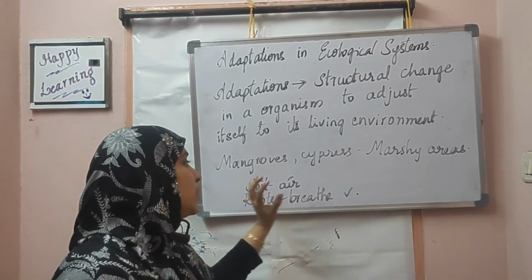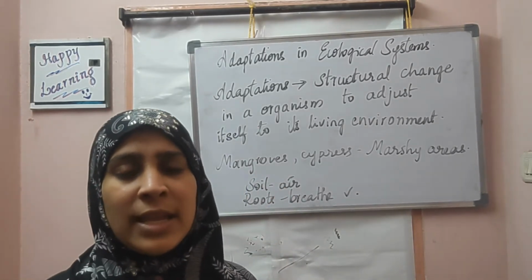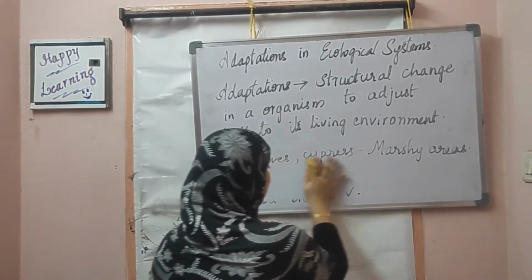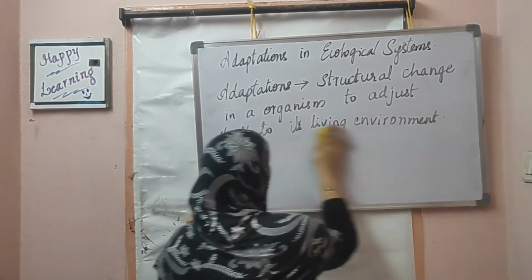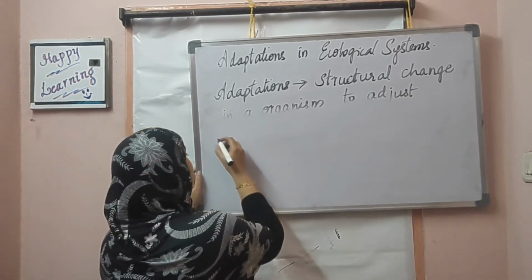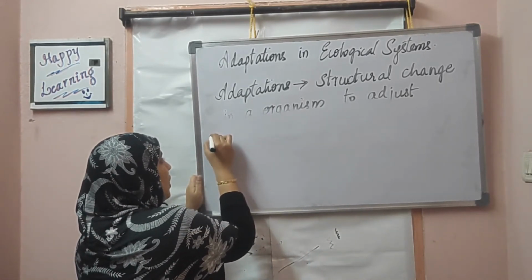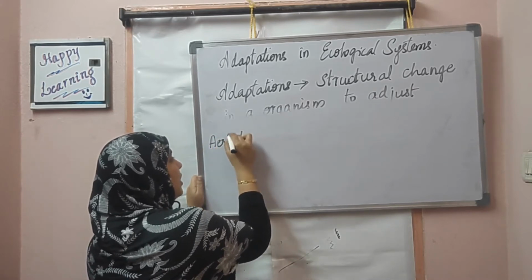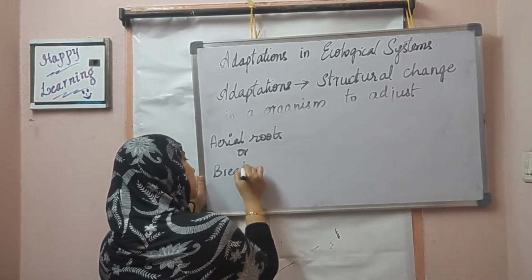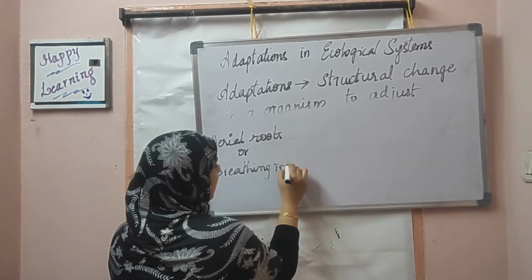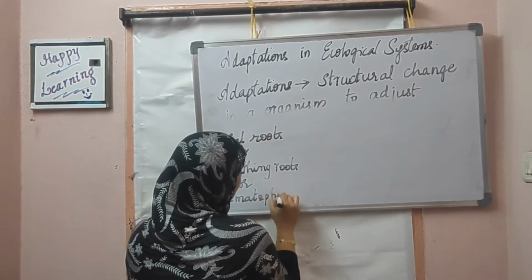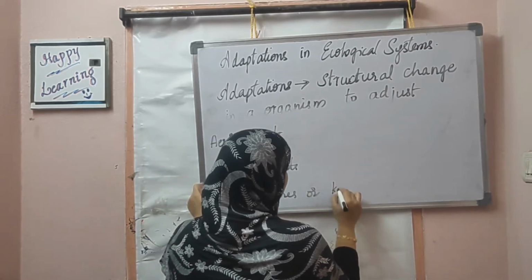But in case of mangroves and cypress, they live in marshy areas and there is no chance for respiration of roots. So what these plants do is, they developed a special type of roots for breathing. Those special roots are called aerial roots. There are various names for these aerial roots. They are also called breathing roots, pneumatophores, and knees.